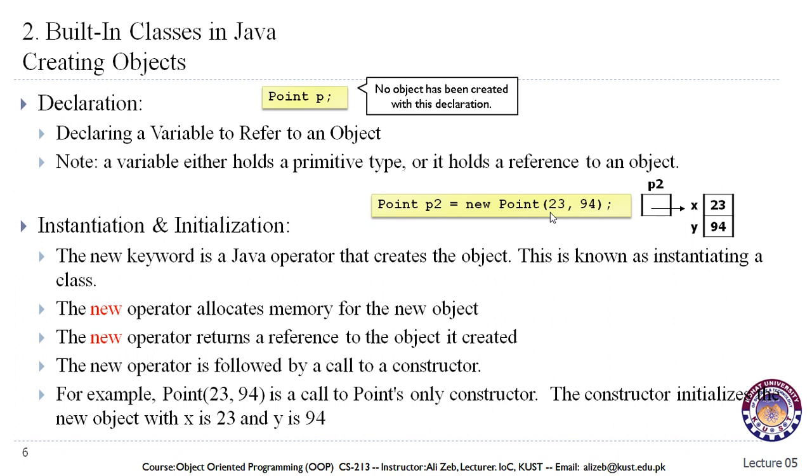It is called constructor overloading, but the Point class has only one constructor, and whenever we want to initialize an object for this Point class, we'll always need to provide the values for these two variables, because that is how the constructor of the class allows us to initialize objects for this class. And the role of the constructor is to initialize the objects. The constructor in this case initializes the new object with x is 23 and y is 94.